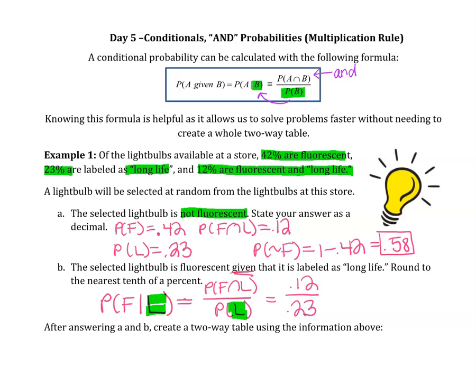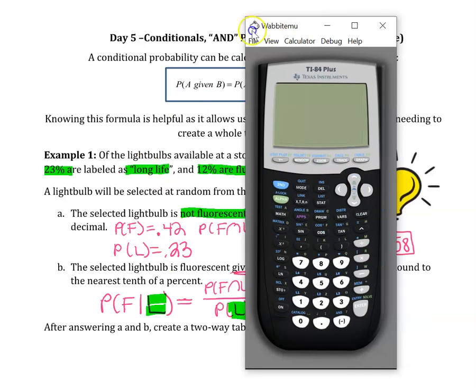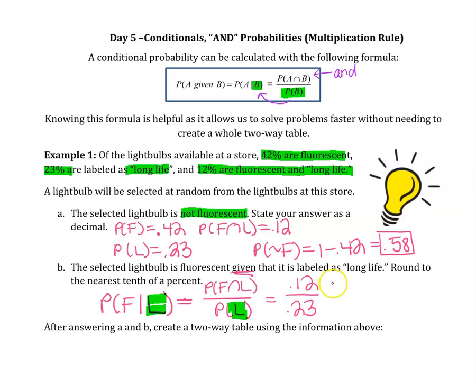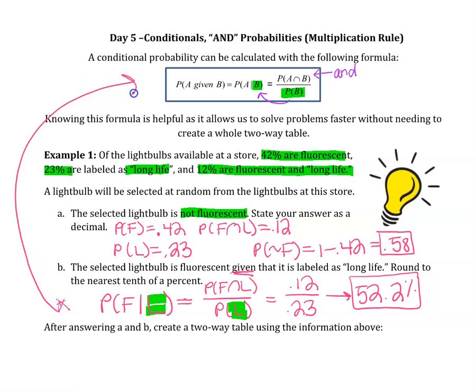And then it wants me to round to the nearest 1/10 of a percent. So I'm going to grab my calculator. Okay, so it's 0.5217 multiplied by 100. And that ends up being 52.2% for nearest 1/10 of a percent. So again, this conditional formula, which is stated right up here, just makes this problem easier and quicker to solve because I don't need the entire two-way table.